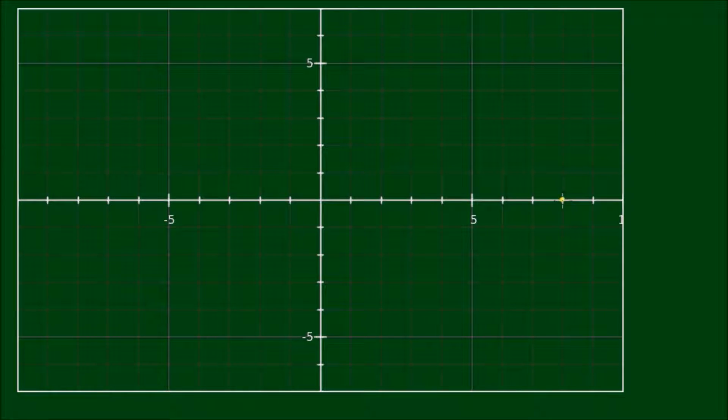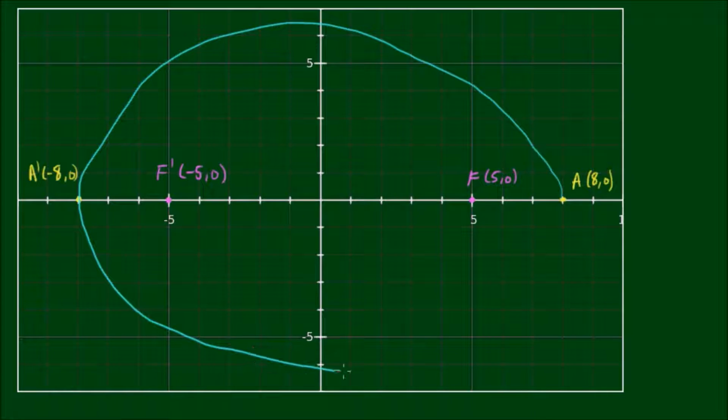So here I have the vertex A at 8, 0, and here I have the opposite vertex, let's call this A prime, at negative 8, 0. Here I have the focal point F at 5, 0, and here I have the focal point F prime at negative 5, 0, and we can roughly sketch this ellipse as it passes through the vertices A and A prime. Alright, that looks more like a wobbly egg, but let's pretend it's a smooth ellipse, and let's find the equation to this ellipse.